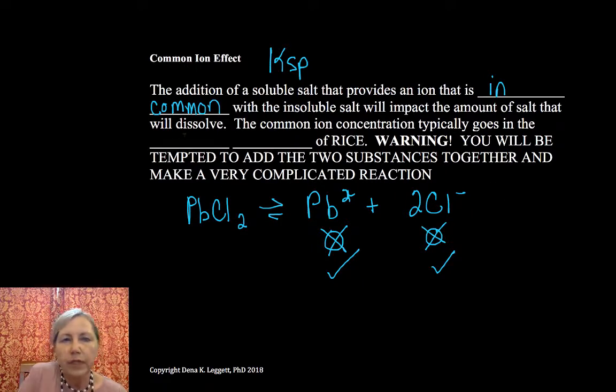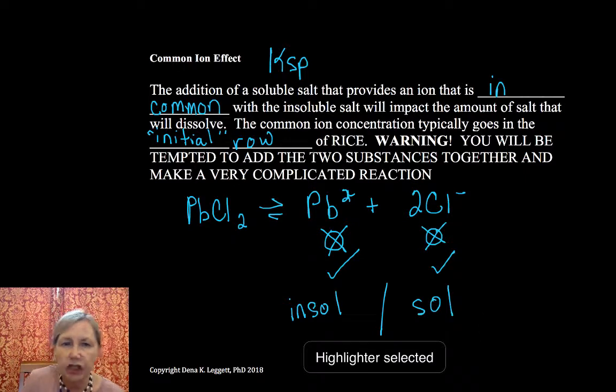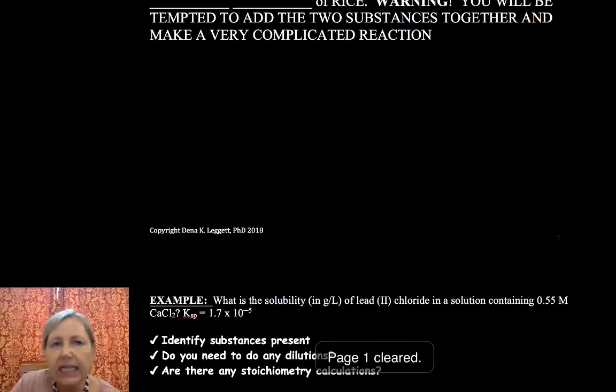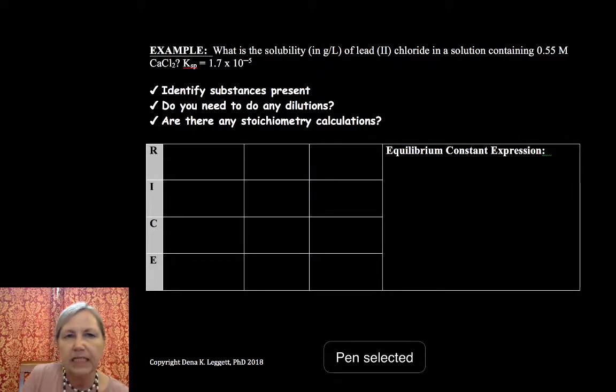Now, you want to be really careful because that common ion concentration will go into the initial row of ICE, the I row. And be careful because you're going to have an insoluble salt and you're going to be provided information of a soluble salt, and there's going to be a temptation to add the two substances together. But don't give in to that temptation. Let's do it, and I think it'll help you understand what I mean a little bit more.